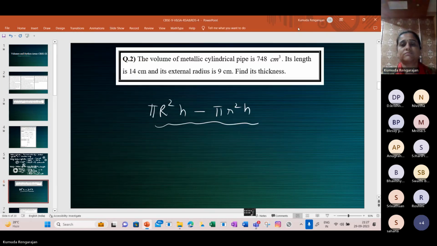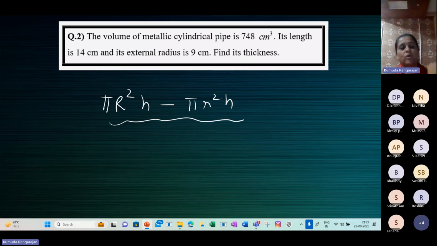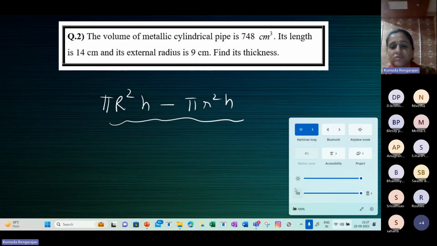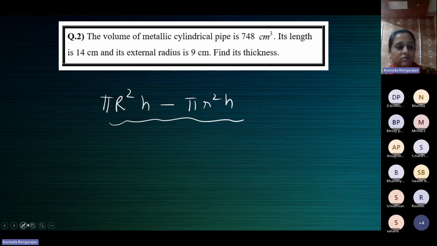So the volume of the original cylinder. Now that there are two cylinders, we have two radii. There are two cylinders, no? One original solid cylinder, and then from the middle, you're removing another cylinder. So there are two cylinders. So we'll have two radii, one capital R, meaning one big radius, and one small r.